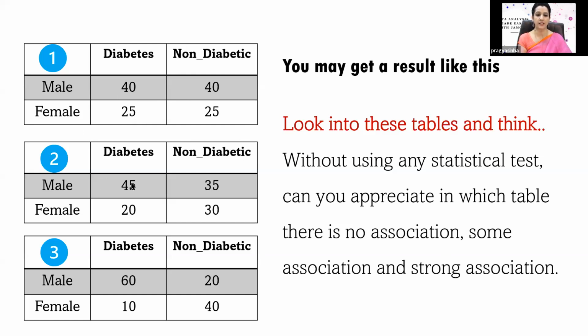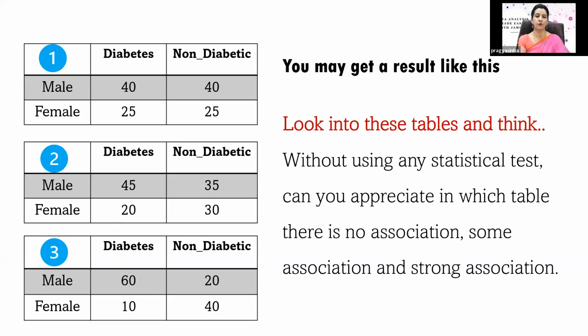Here you can see that the diabetic males are 45 in number and non-diabetic are 35. Similarly, the females are 20 diabetic and 30 non-diabetic. Now, coming to table number 3, you can see that the number of diabetic men is 60 and non-diabetic is 20. Similarly, there are 10 diabetic females and 40 non-diabetic.